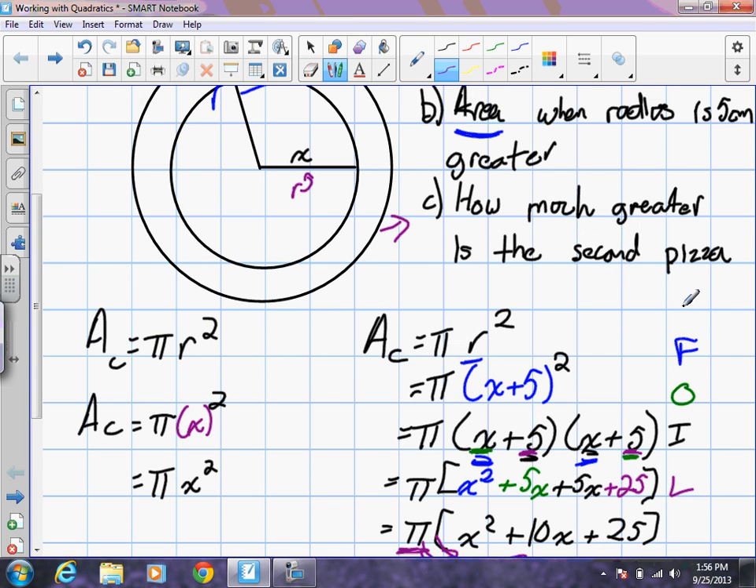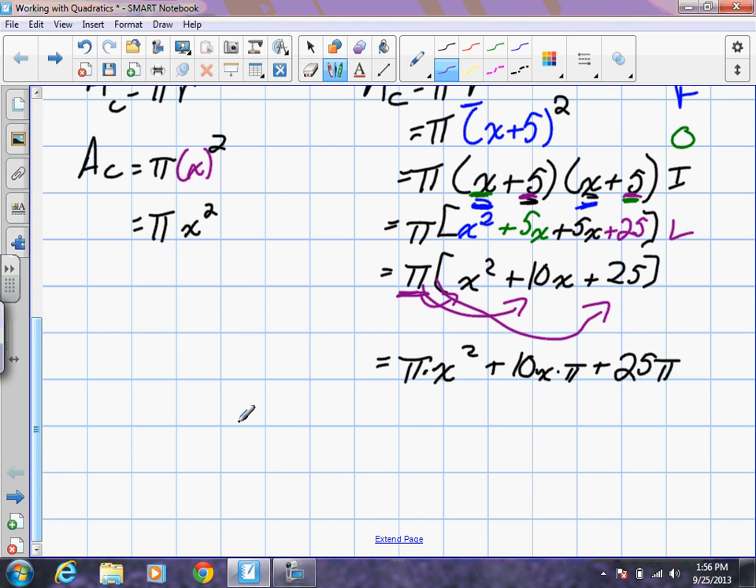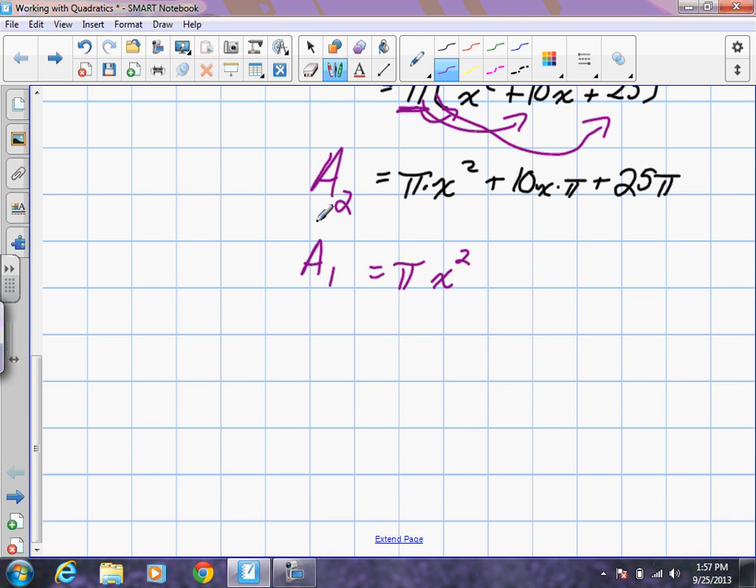Okay, so we have the formula. Oops, sorry. This is the area of the second pizza, and the area of our first pizza was equal to pi x squared. They want to know how much greater the area of the second one is than the first. What operation does that mean we need to use? Subtraction. We need to subtract these. If the second area is much larger, we're going to take area of the second circle and subtract area of the first circle. So what that means is I'm going to sub in this formula for area of the second and sub in this formula for area of the first.